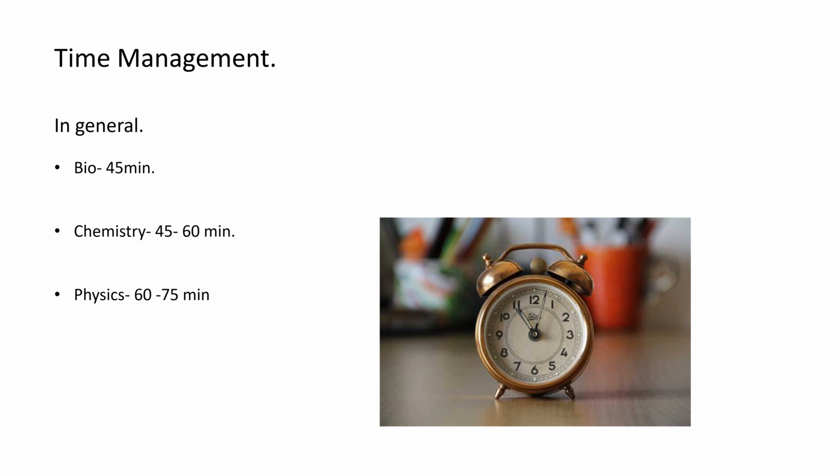Okay, now coming to time management. In general, you all know that we are supposed to give 30 seconds per question in bio, and the whole bio is supposed to get over within 45 minutes. Chemistry, you are supposed to target about 45 to 60 minutes, and physics about 60 to 75 minutes, depending upon what are your strengths and what are your weaknesses. You're supposed to adjust it.